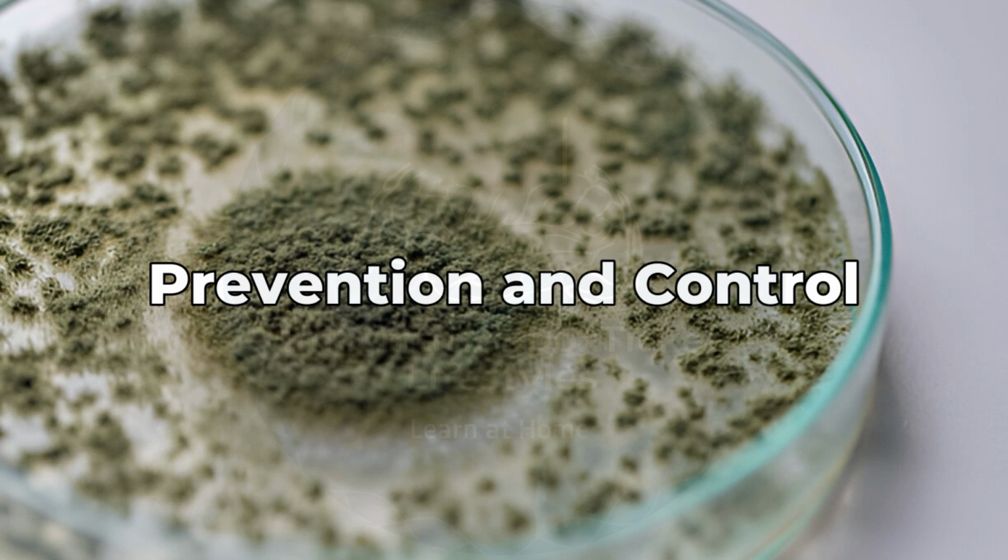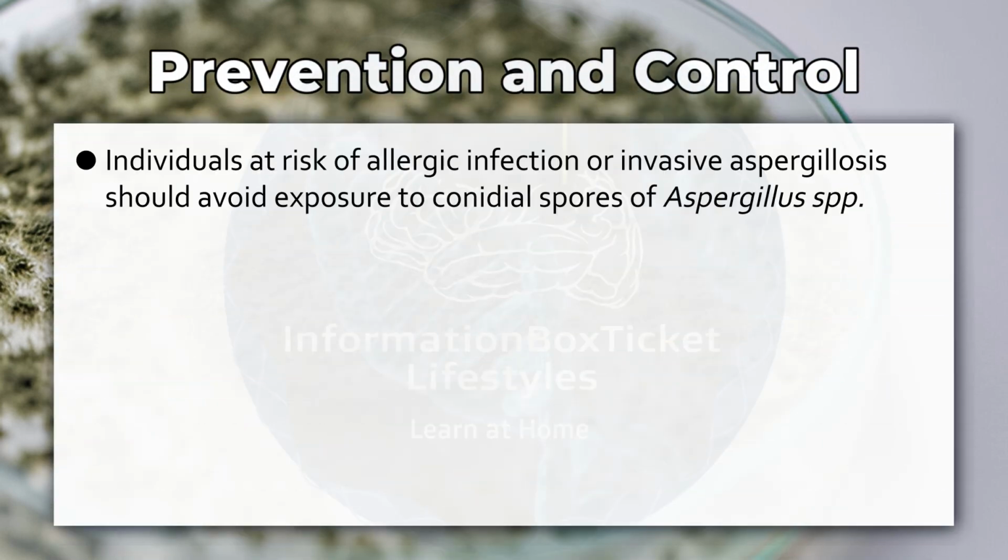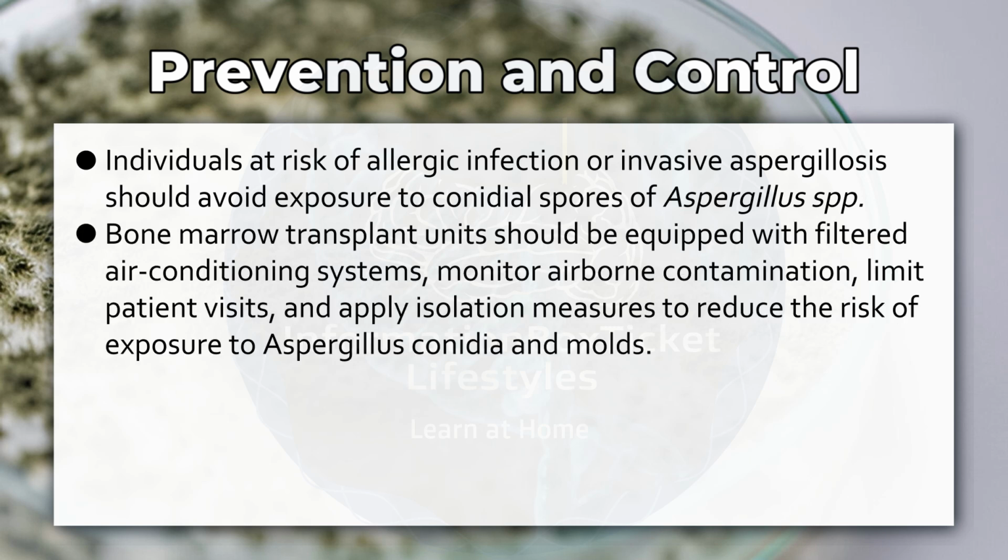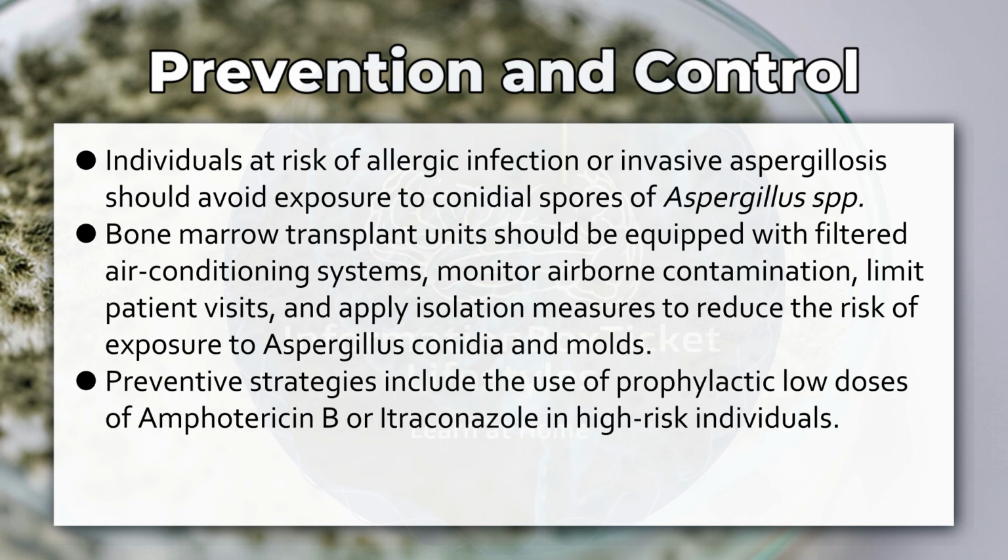Prevention and control. Individuals at risk of allergic infection or invasive aspergillosis should avoid exposure to conidial spores of Aspergillus species. Bone marrow transplant units should be equipped with filtered air conditioning systems, monitor airborne contamination, limit patient visits, and apply isolation measures to reduce the risk of exposure to Aspergillus conidia and molds. Preventive strategies include the use of prophylactic low doses of amphotericin B or itraconazole in high-risk individuals.